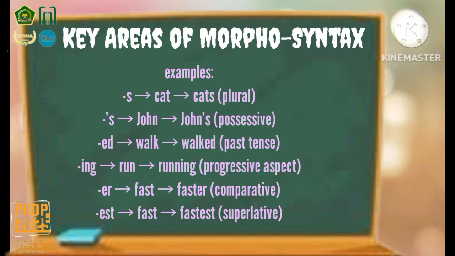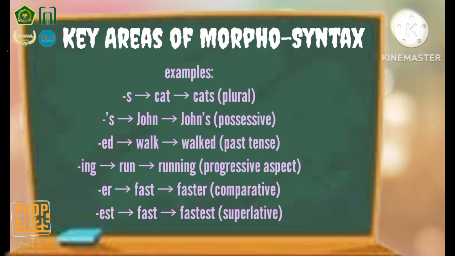There is an apostrophe s, which signs the possessive. And the next one is walk becomes walked. There is a suffix ed which signs that the simple present verb becomes the past form. And the next one is run becomes running. There is a suffix ing which signs the progressive aspect.